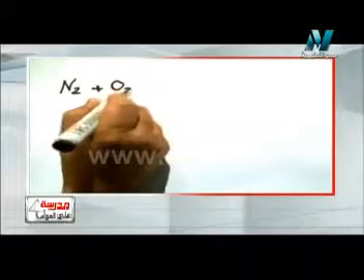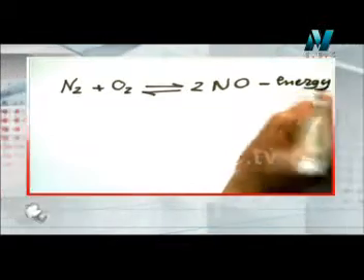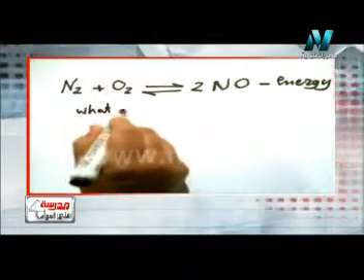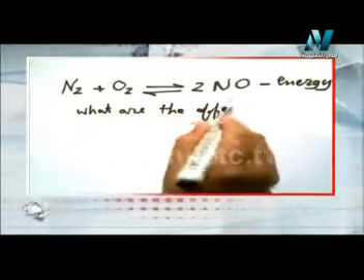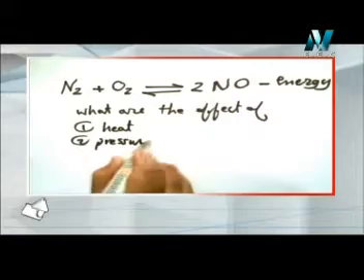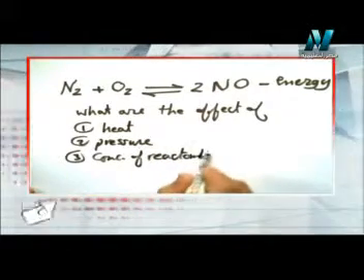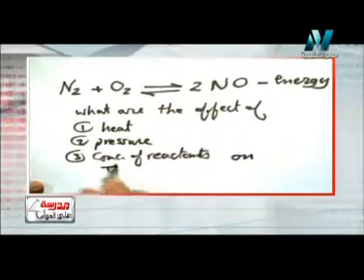Thank you for this great answer. We have a question about an equation obeying Le Chatelier principle. N2 gas plus O2 gas gives 2NO minus energy. Here, what are the effects of 1 heat, 2 pressure, 3 concentration of the reactants, on the quantity of the product, NO. On the product.